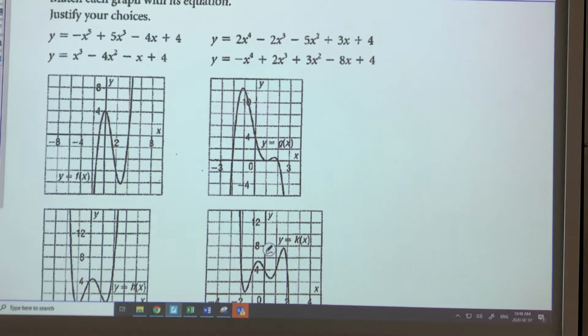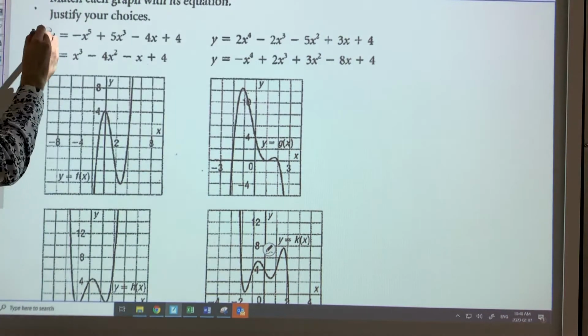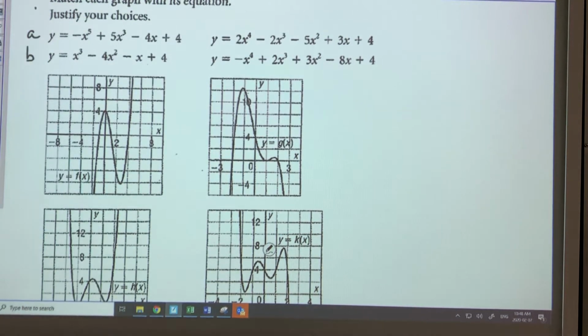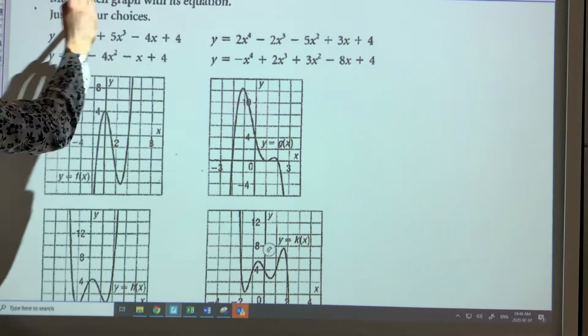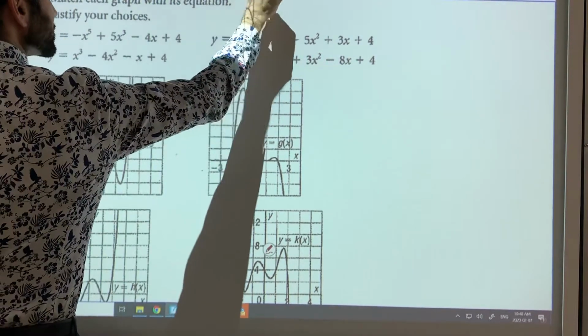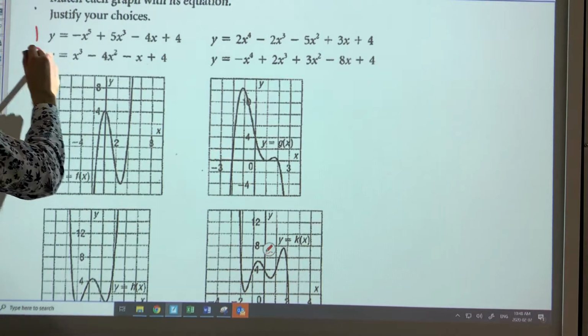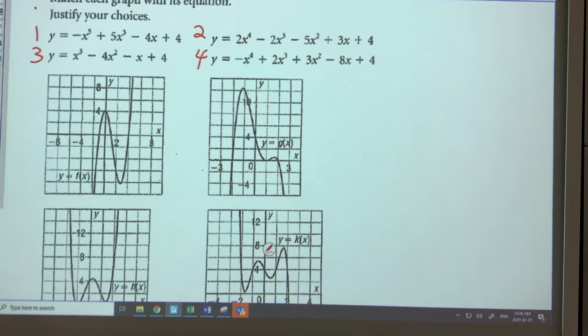So there's 4 graphs, 4 equations. Let's see if we remember. Let's just call this A. We'll call this one B. I'll make it the same as my notes so I don't make a mistake here. We'll number them. I'll use red. So just so we're all the same, we'll call this 1, we'll call this 3, this will be 2, this will be 4. So let's start with number 1.